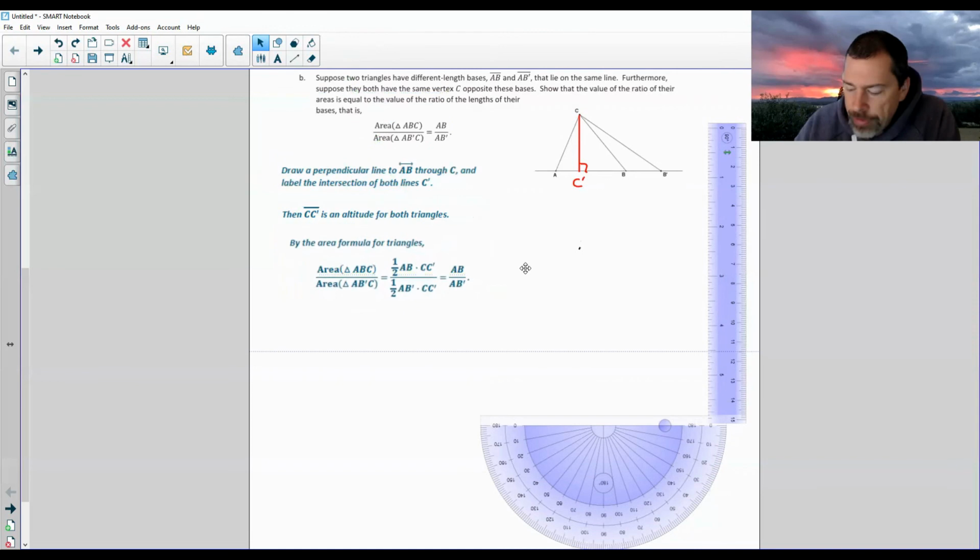So if we have an area formula, if we say the area of triangle ABC is 1/2 AB times CC prime, and we divide that by the area of triangle AB prime C, that will equal 1/2 AB prime times CC prime. So let me just point out what's going on here.